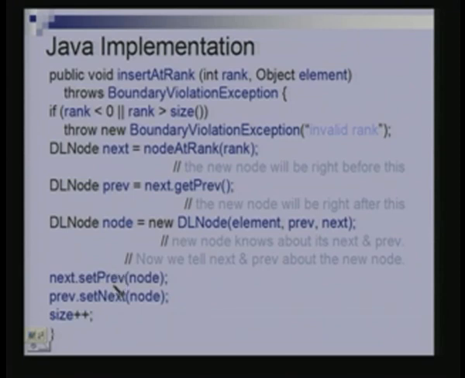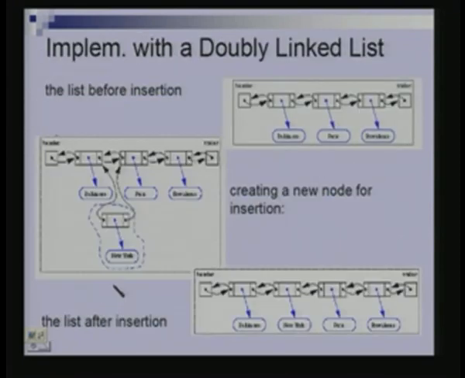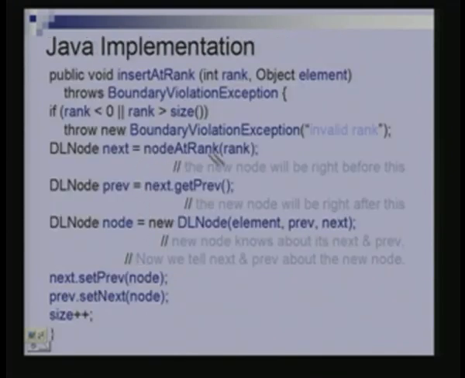Do not get intimidated by this code, it is just doing what is shown here in the picture, and that is all, right. All I am doing is assuming the existence of this procedure, which given a rank will tell me which is the node at that rank in the original list. Yeah, please do not try to copy this either, these slides will be available on the web.